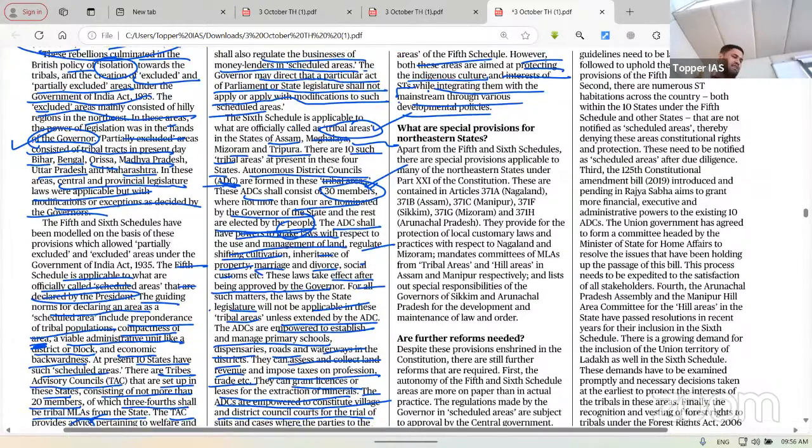So next thing is, what are special provisions for Northeast states? Apart from 5th and 6th schedules, are there not any provisions which give more autonomy to some areas of the states? There are some other provisions also, apart from 5th and 6th schedule. Now 5th and 6th schedule is a bit big. There are some other provisions in the constitution itself which provide more autonomy to some areas.